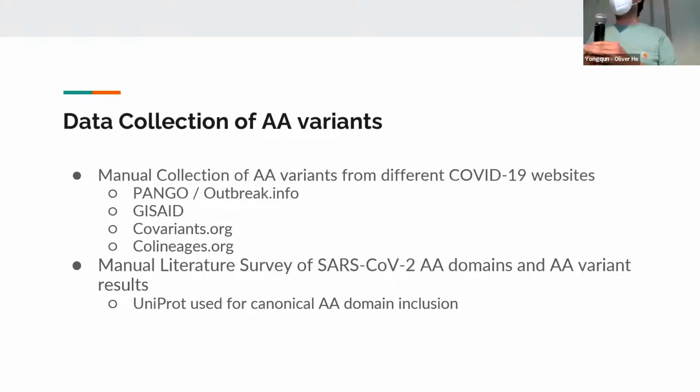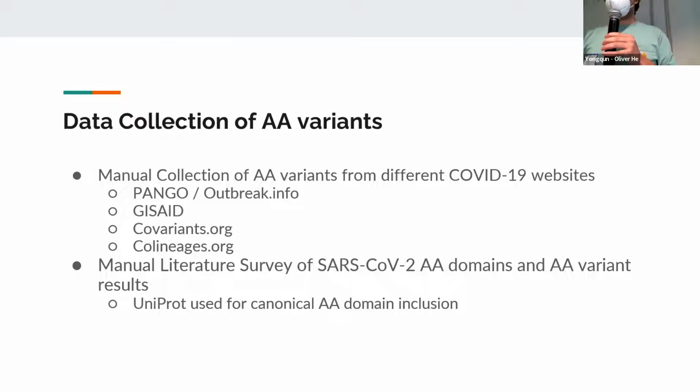Okay. So when it comes to collecting all the amino acid variants as part of the update to CIDO, this was mostly done through manual collection of all the listed websites and web tools that are available for amino acid variants. So in addition to Pango, which is doing the dynamic one, they also have outbreak.info, which serves as their primary hub for the individual amino acid mutations for a specific Pango lineage.